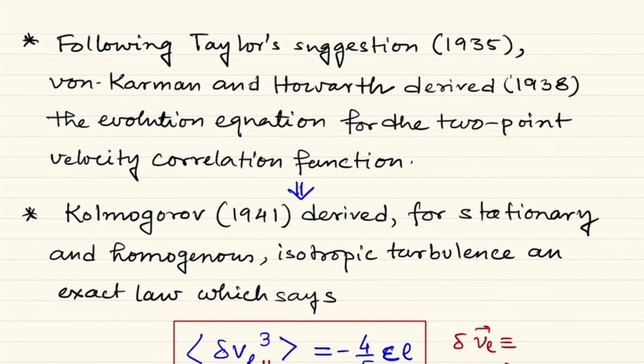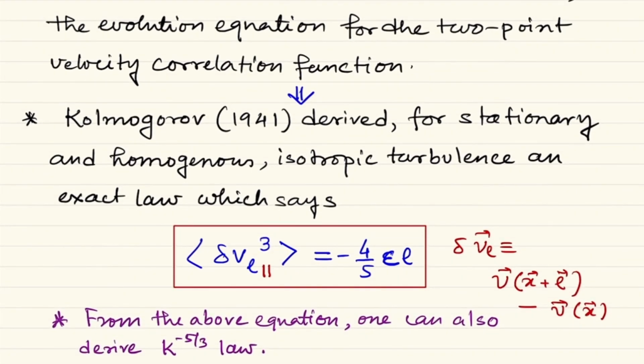Now Kolmogorov derived for stationary, homogeneous and isotropic turbulence, where stationary means this del T term was 0, that the third order structure functions of the longitudinal velocities take a simple form. So what is the third order structure function? If you take the increments of 2 points, the velocity increment delta V L is nothing but V of x plus L minus V of x, of course at a given time.